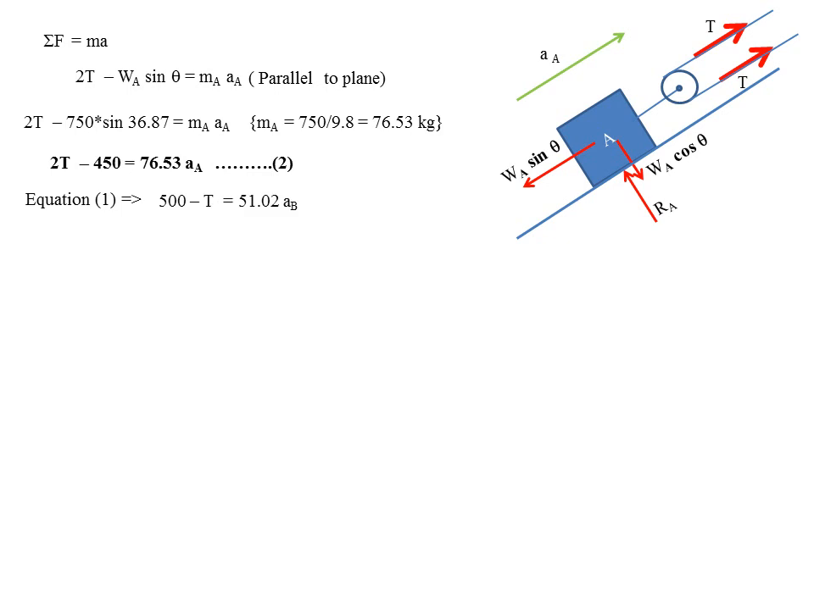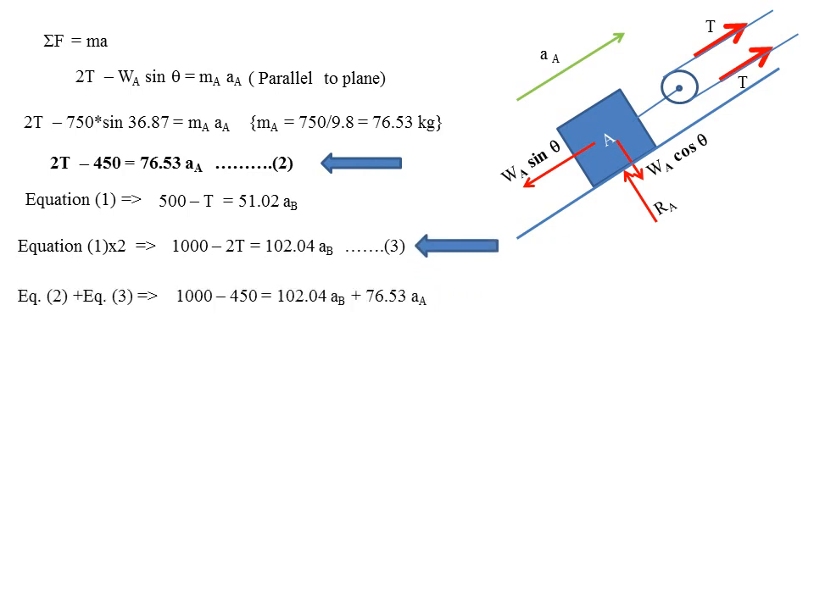So if you remember equation 1, which was 500 minus T equal to 51.02 AB. Now equation 1 has to be multiplied by 2, because in equation 2 there is 2T. So I multiplied equation 1 by 2. So 1000 minus 2T equal to 102.04 into AB. Now if you add equation 2 and equation 3, we will get 1000 minus 450 equal to 102.04 AB plus 76.53 AA, right? So which is 550 equal to this value.